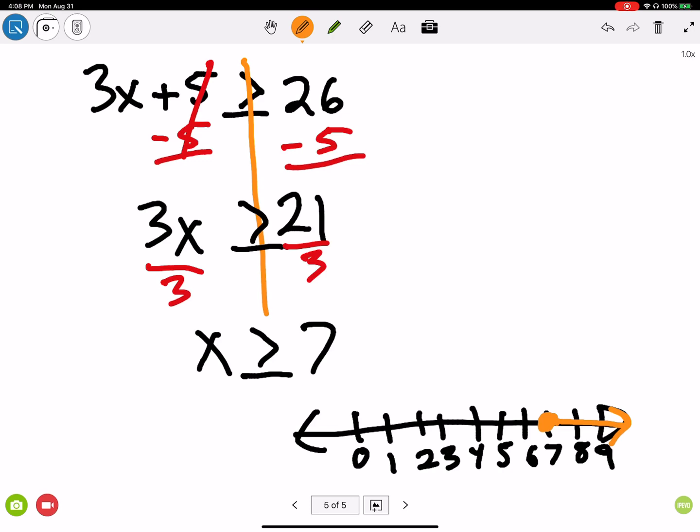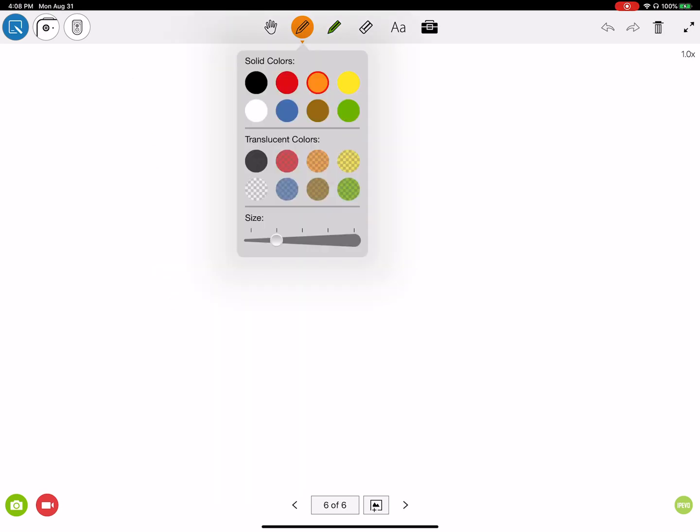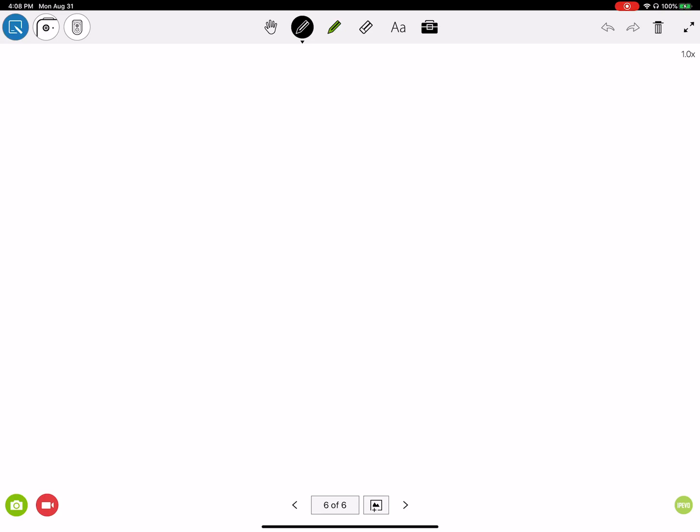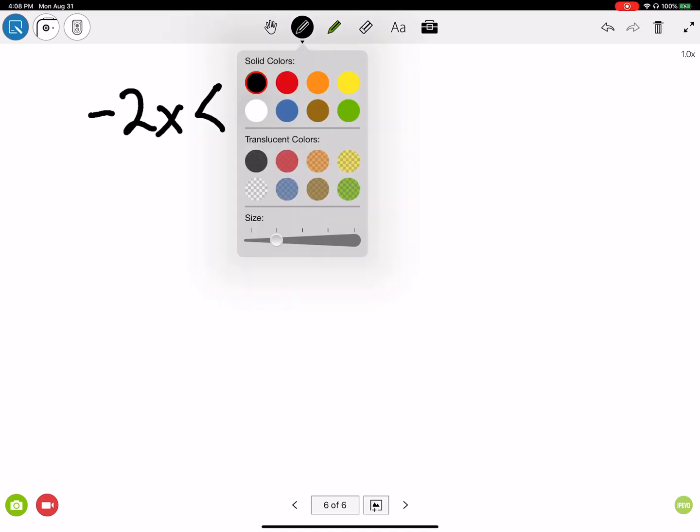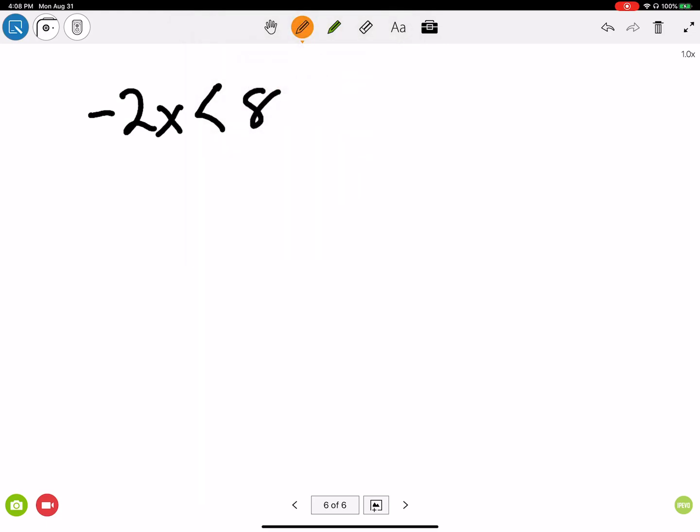All right, last thing now. Very last thing. If I have an inequality, let's say, in this case, it says negative 2x is less than 8. It's a one-step inequality. Easy. Obviously, you all know that you have to do what? We have to divide by negative 2, right? That's what we're going to get rid of. To get x by itself, we have to divide by negative 2.